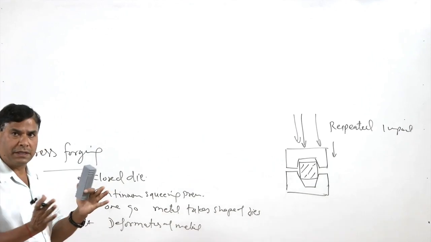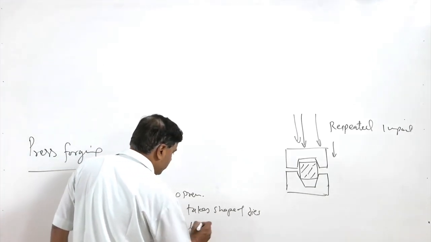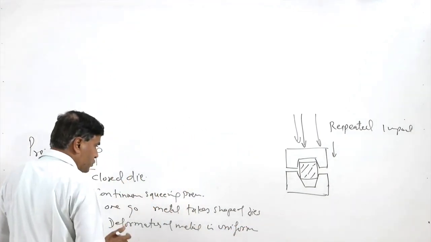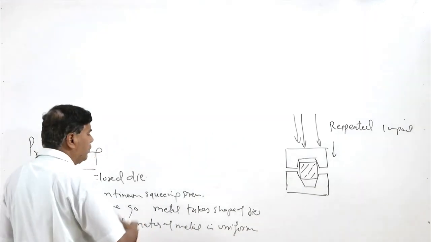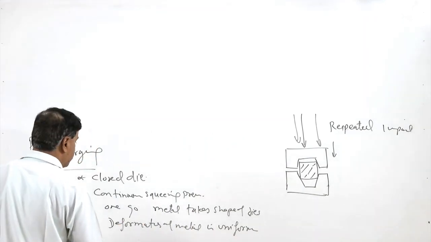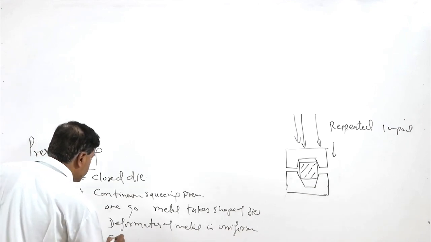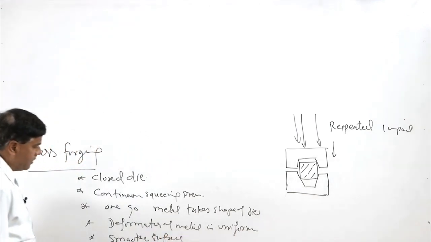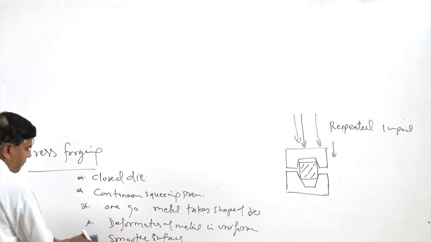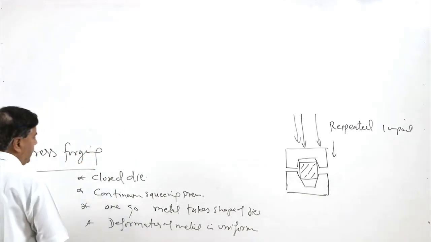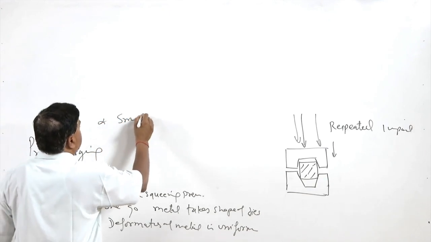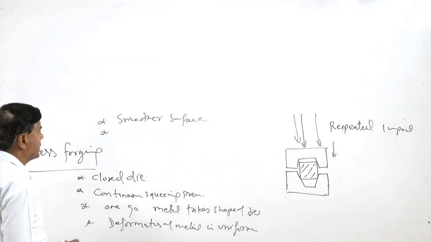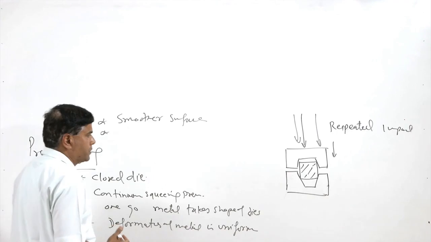is uniform through the thickness or throughout the depth. So, more homogeneous and uniform flow of the metal takes place under the pressure conditions, and a smoother surface is generated. So, here we can say the smoother surface is generated in the press forged products as compared to the drop forged products.